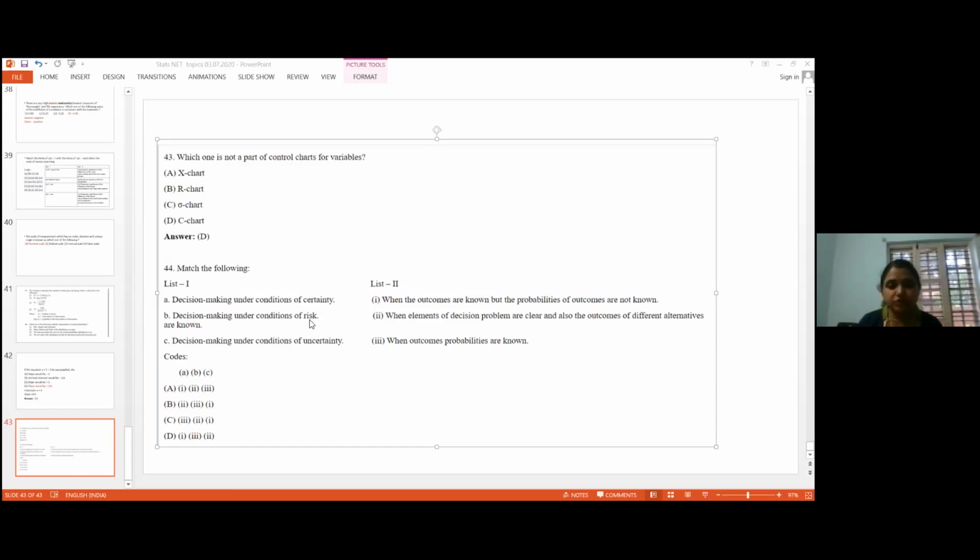B to 3: risk, taking with probability known. Certainty, we are very sure about the outcomes. A to 2, B to 3, and C to 1. Once again, certainty means we are sure about the outcomes also. Risk means we only know the probability of outcome. We are not sure which will happen. Uncertainty means we don't even know the probability. We are totally clueless about what would happen, like the present scenario.